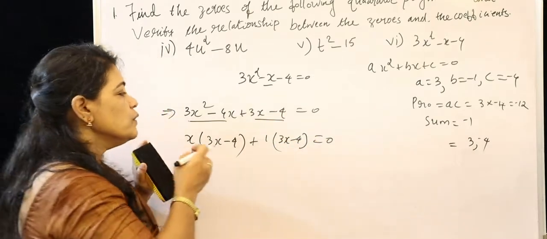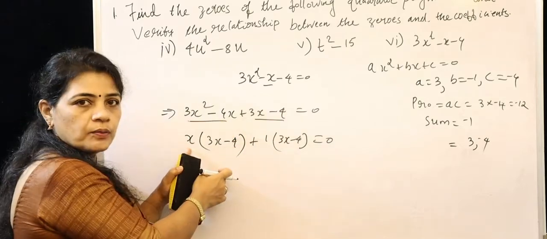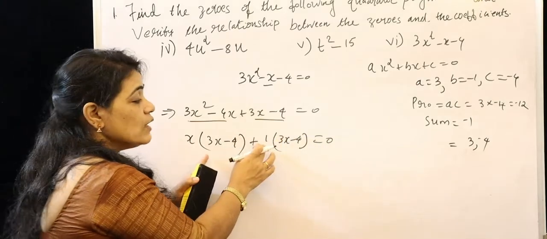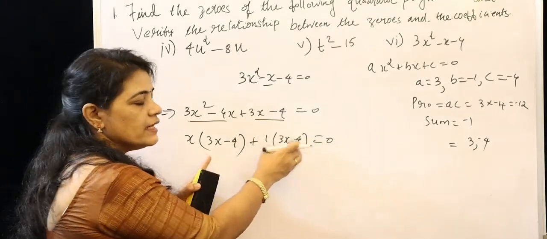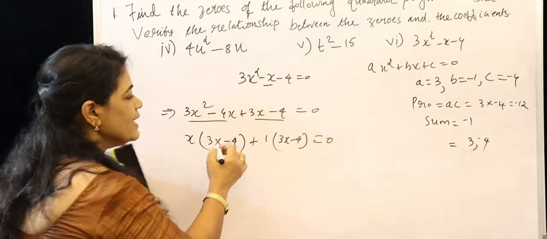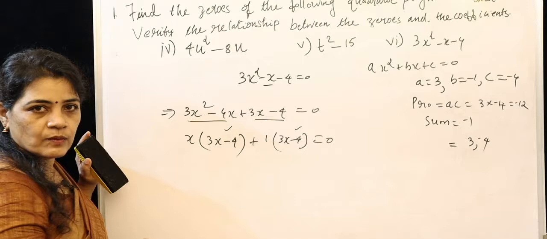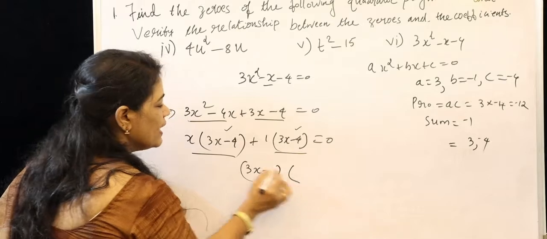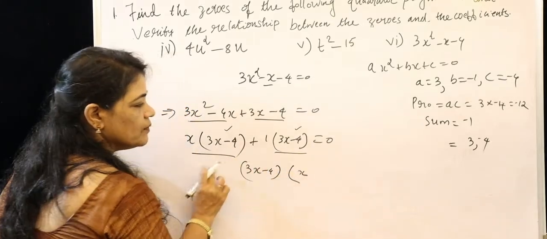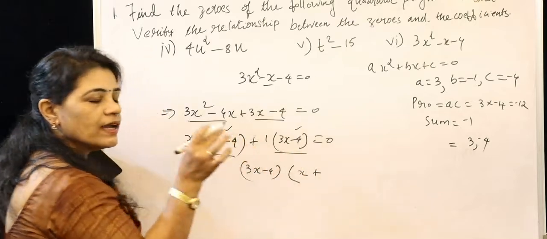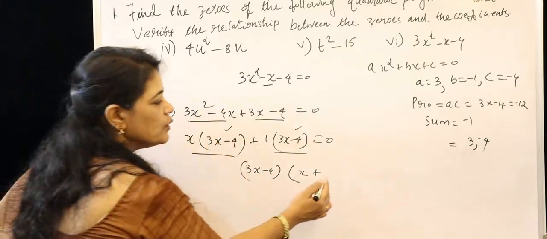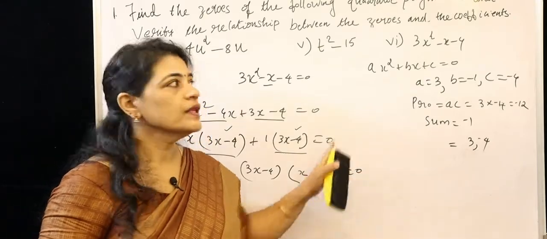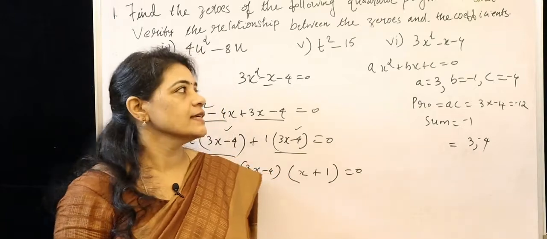See children, if you take the common factor from the first group and the factor in the second group is the same, you can take 1 from that and keep the remaining terms in the bracket. So you can easily take 3x minus 4 as common in the next step. 3x minus 4, and x remains in the first term, and this plus sign, and 3x minus 4 divided by 3x minus 4, you will have 1. So now we have two factors of the given polynomial, 3x square minus x minus 4.